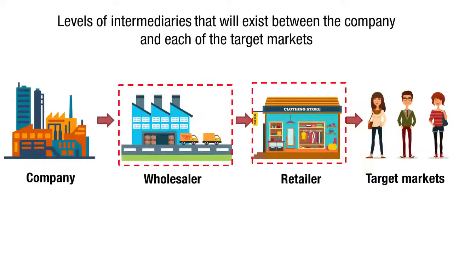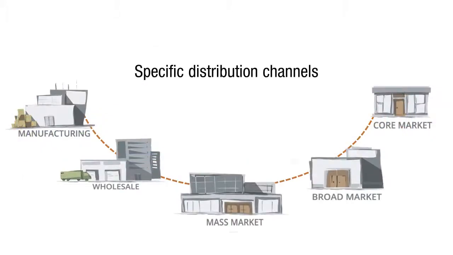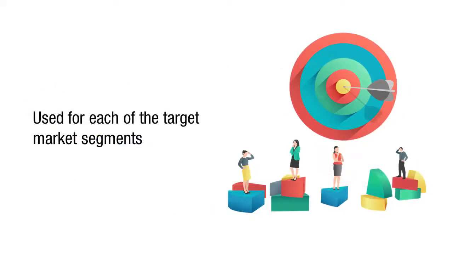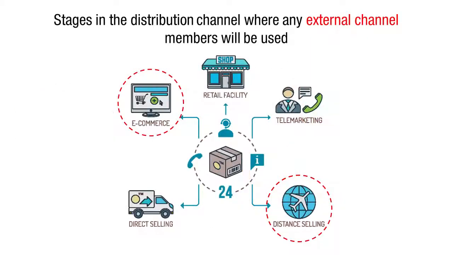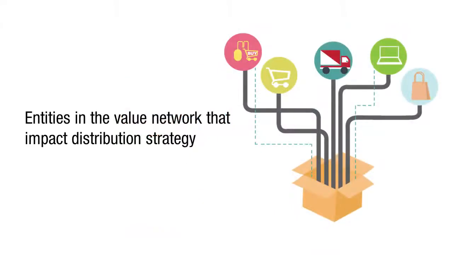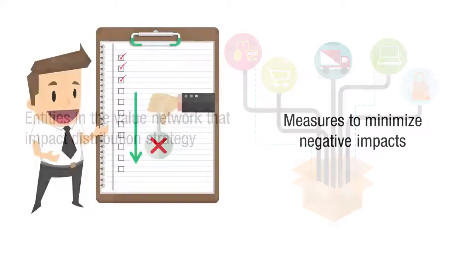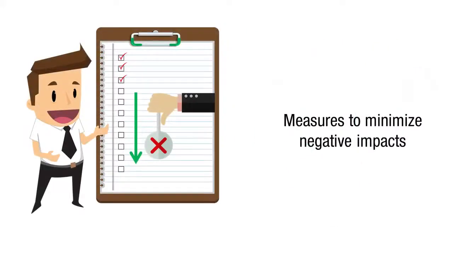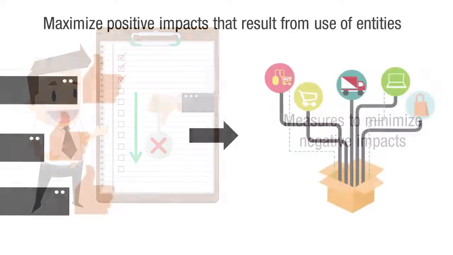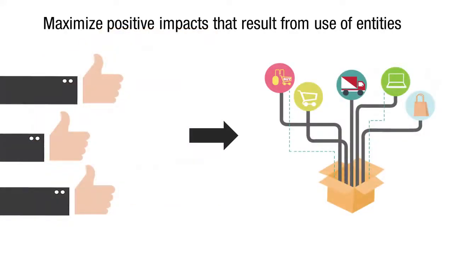The levels of intermediaries that will exist between the company and each of the target markets, the specific distribution channels that will be used for each of the target market segments, the stages in the distribution channel where any external channel members will be used, the entities in the value network that have the most impact on the distribution strategy, and the measures that need to be taken to minimize any negative impacts and maximize any positive impacts that result from the use of those entities.